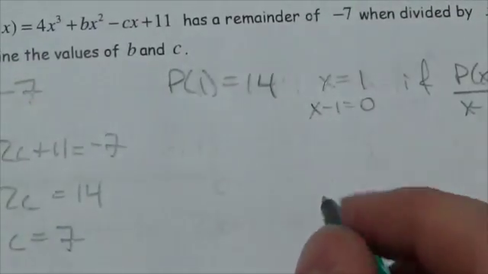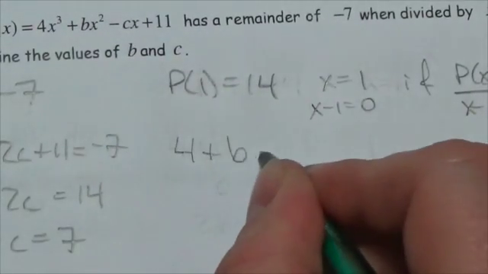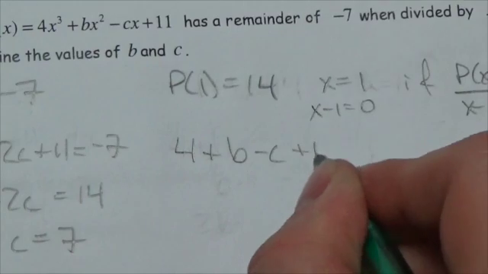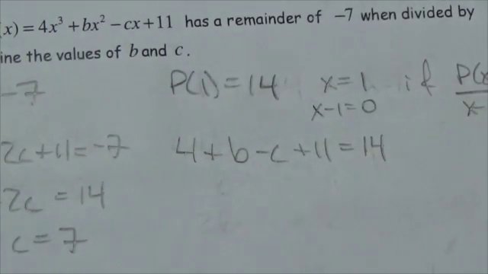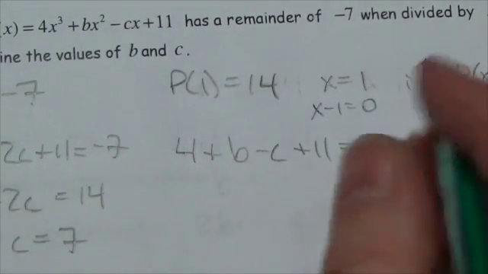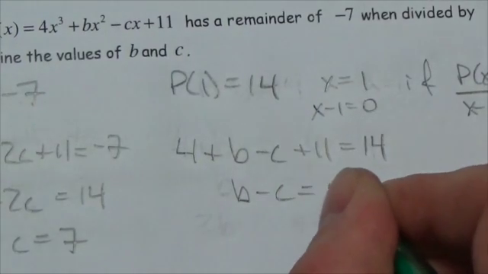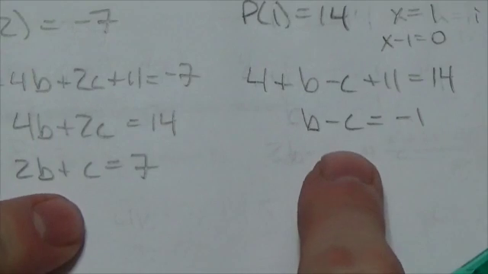Now I'm going to look at the next little bit of information. P at 1 is equal to 14. If you plug 1 into that, you're going to get 4 plus b minus c plus 11 equals 14. Well, 4 and 11 is 15. Bring that over, so it'll be b minus c is equal to negative 1. Now, here's my system.